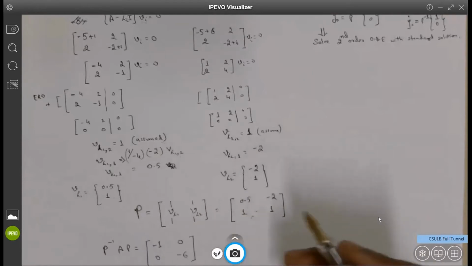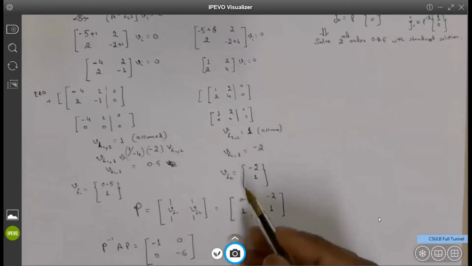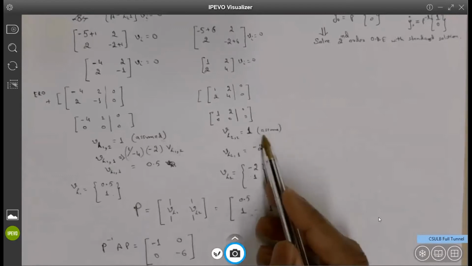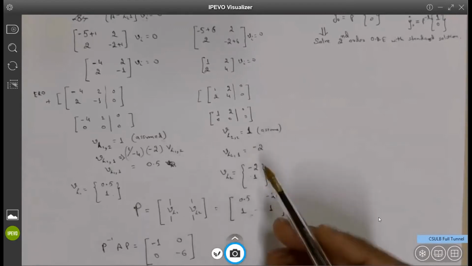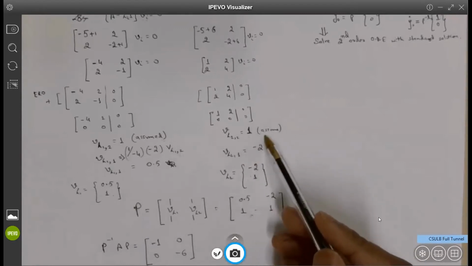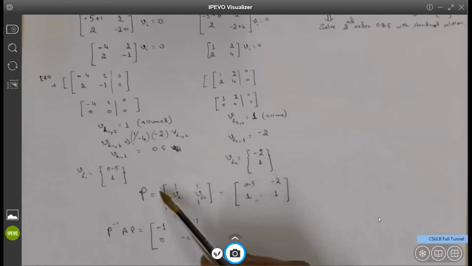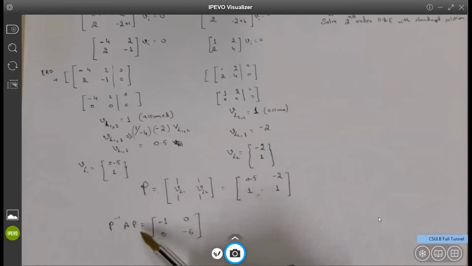But that's fine. We don't need to have the same choice; this is based on our choice. We can select whatever we need. And as you see, irrespective of your choice, you still get a P matrix which makes this calculation diagonalizable. That means you have got lambda1 and lambda2 in the diagonal terms, and off-diagonal terms are 0.